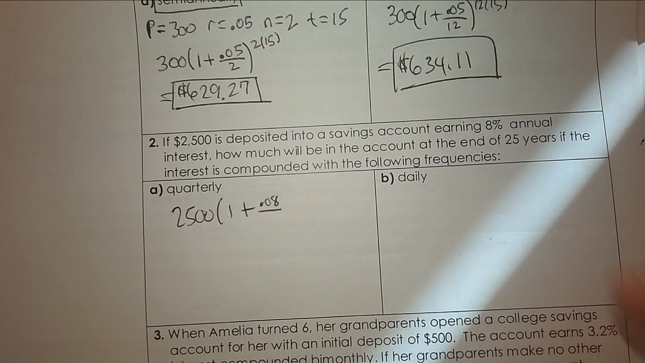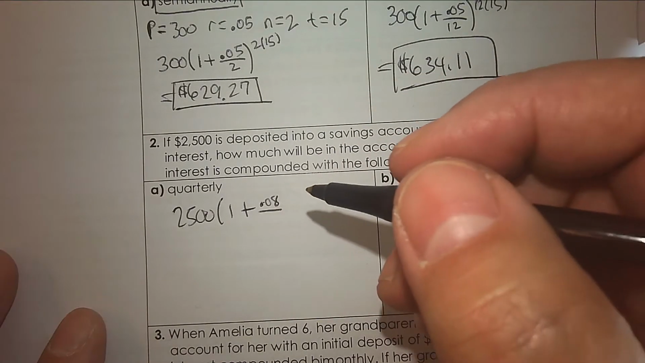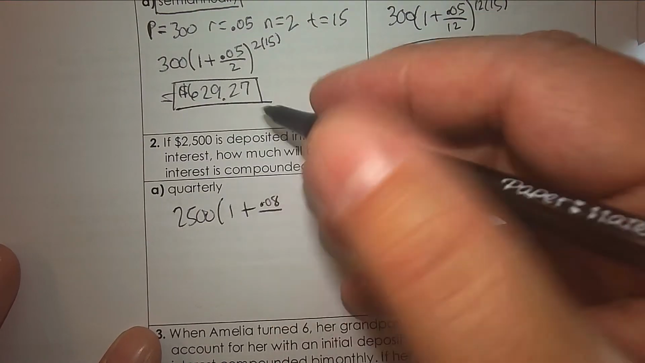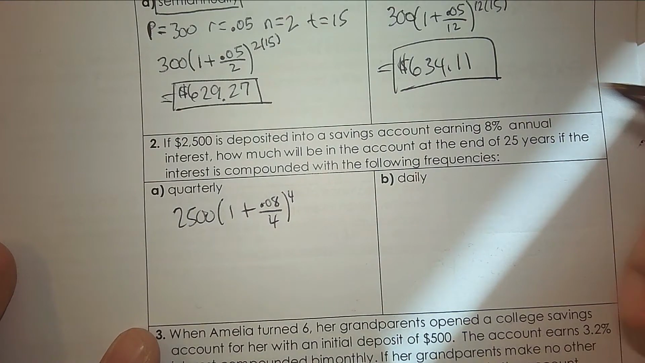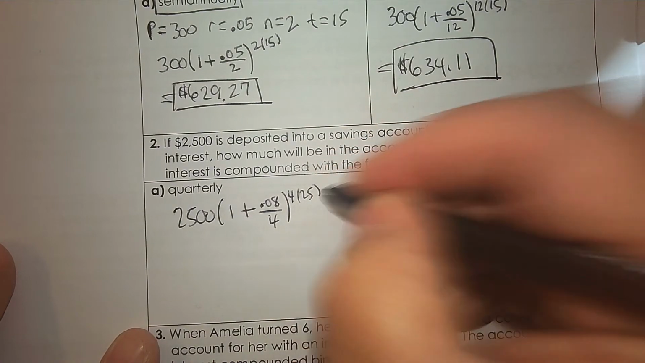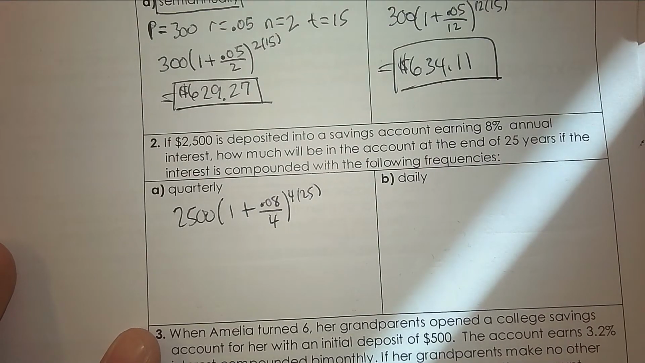Quarterly means 4 times a year. Quarters, right? How many quarters make $1? So 4 times a year. And then how many years? 25. And then you type it in your calculator.